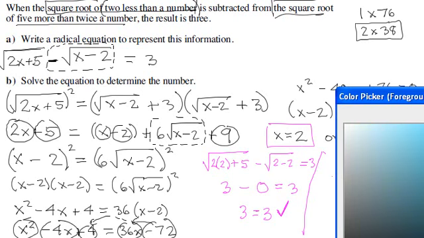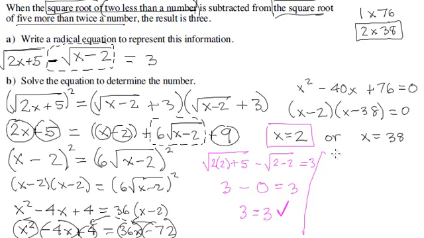How about the other one? If you use 38, plug it into the original equation, here's what you get. 2 times 38 plus 5 minus root 5 minus 2 equals, we hope, 3. 2 times 38 is 76. 76 plus 5 is 81. The square root of 81 is 9. Minus 5 minus 2 is 3.